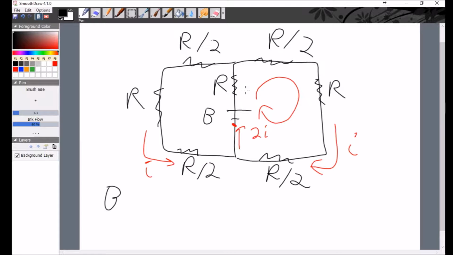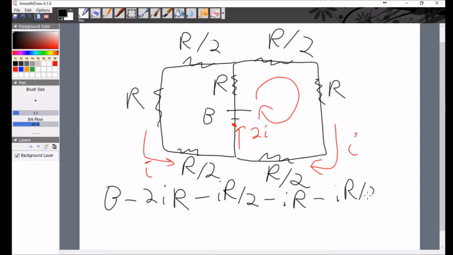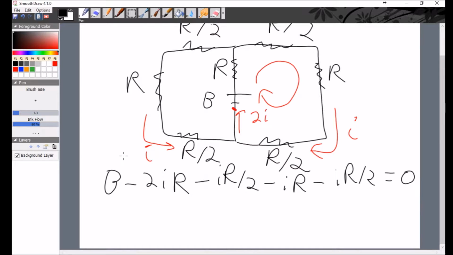Then we hit this resistor and we lose a voltage 2IR. So you just take the current times the resistance, so the current is 2I, the resistance is R. Then we keep coming around here and we lose R over 2 times I, so I get an IR over 2. I hit this one and I lose an IR, again current times resistance. Here I lose one more IR over 2, and that all has to equal 0. It's basically conservation of energy for a circuit.